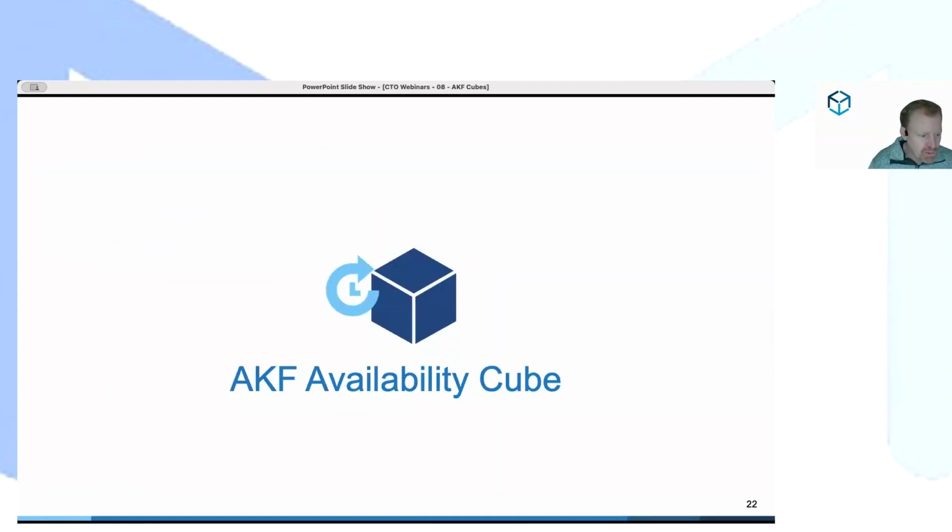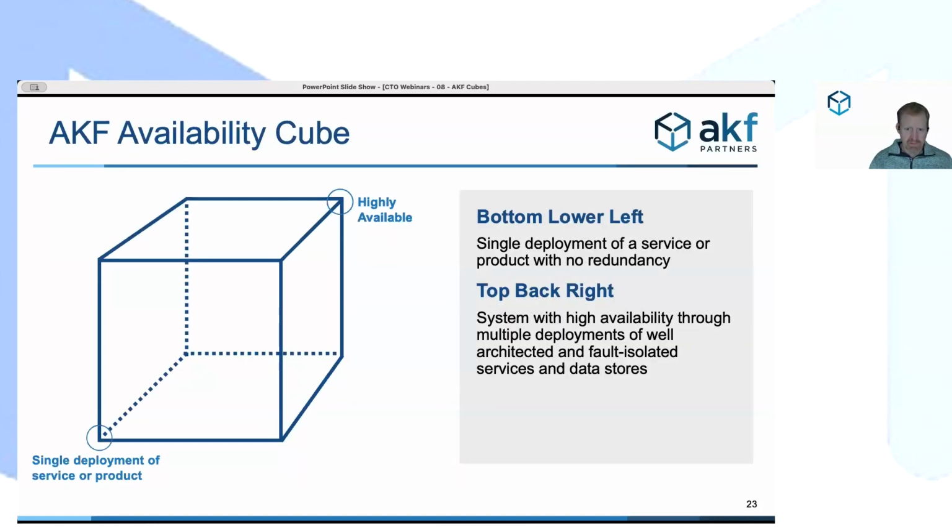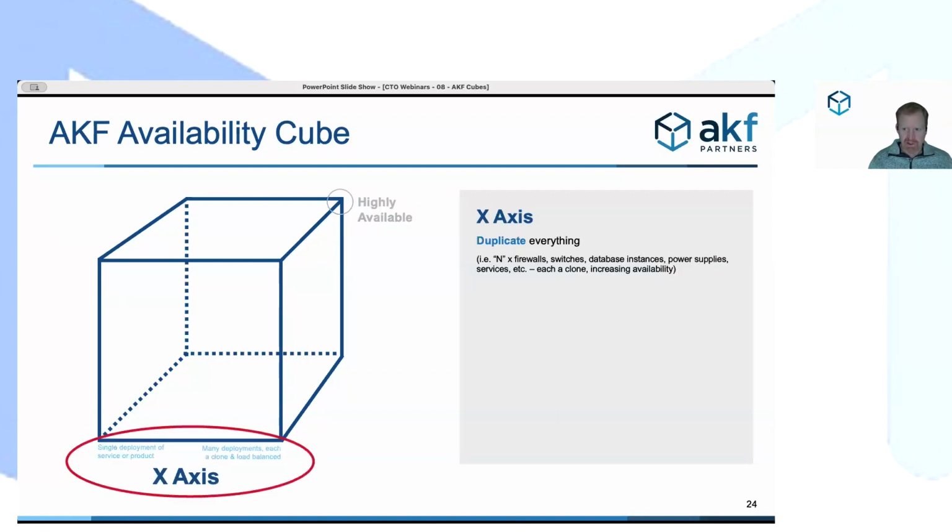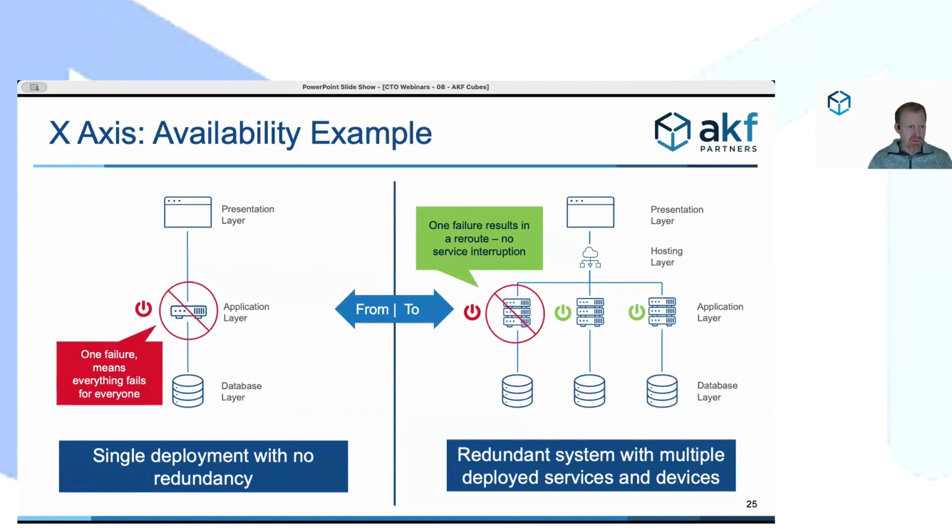The availability cube will be pretty fast. So very similar to the scale cube, it's just looking at it from an availability perspective. Bottom left, a single service, highly available. Again, a lot of the same concepts, but you'll see what you're trying to solve for is where this cube comes into play. So again, X, redundancy everywhere. So failure in one point means others can pick it up here. So redundancy is what we're focusing on here.